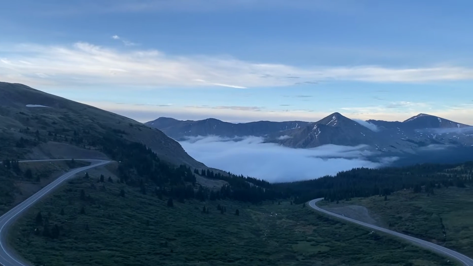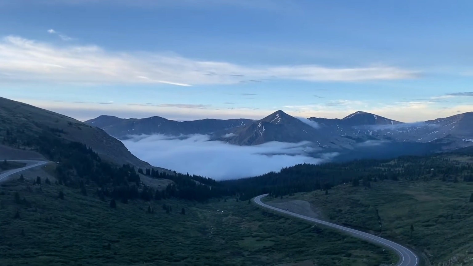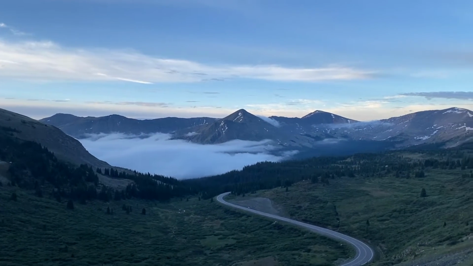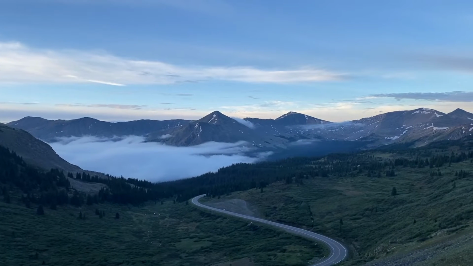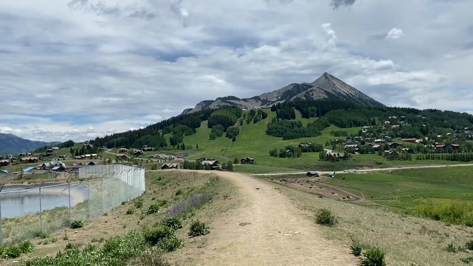In valleys that were shaped by glaciers, what some people might call the head of the valley, the part where it backs up against the mountain peak, has a very characteristic bowl shape. The technical term for this is a cirque. Again, you see that the valley floor here is very flat.